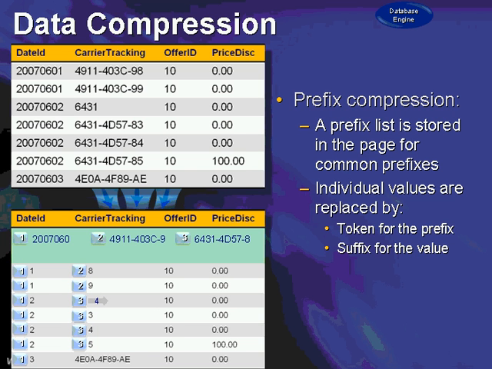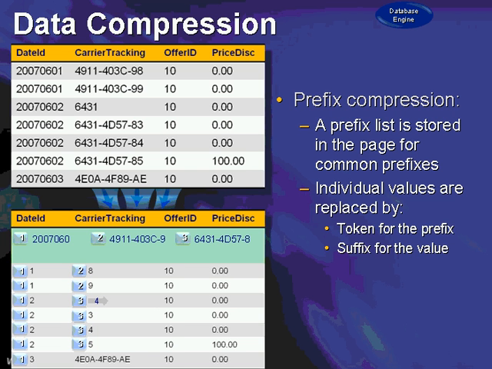There are others, like prefix compression. A prefix list is stored on the page, on each data page, and it holds the common prefixes for values that occur on that page.